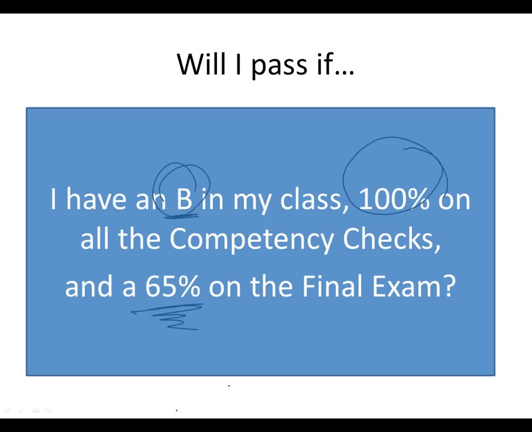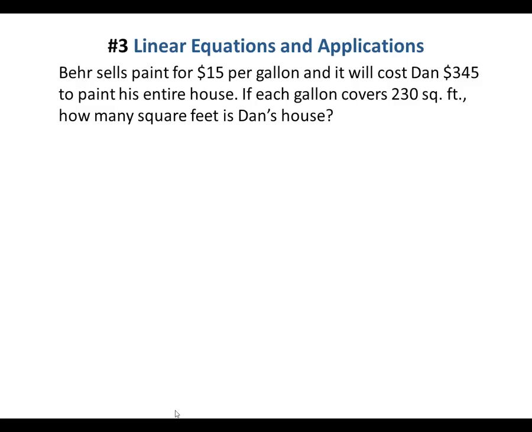Will I pass if I have a B in my class, 100% on all the competency checks, and a 65% on the final exam? Yes, yes. Now be aware, the 65% on the final exam is not going to help your grade, is it? This final exam counts for 25% of your class grade. So this B is going to be affected by this 65%, isn't it? Yeah. If you have a high B, might not hurt you too much. If you have a low B, right at an 80%, this will drop you down to a C.